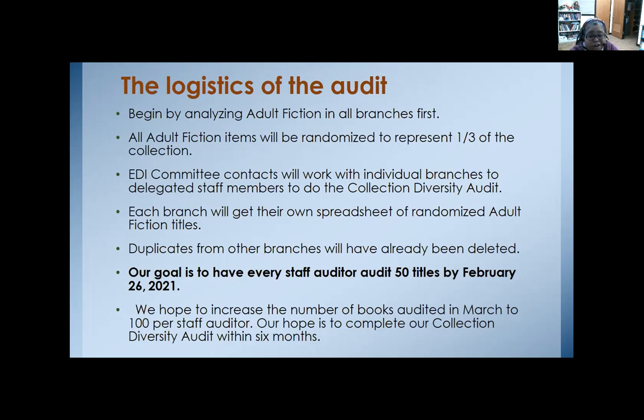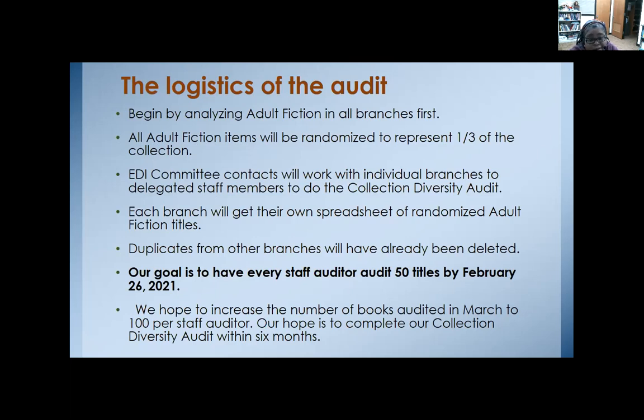And each branch is going to have their very own spreadsheet of randomized adult fiction titles. And Ashley has gone through and pulled out duplicates. So if you have on your spreadsheet a Jodi Picoult book, even though we have 10 copies of that spread around all the other branches, you're the only branch that is going to audit that book so that we don't have a lot of duplication and we can concentrate on unique titles.